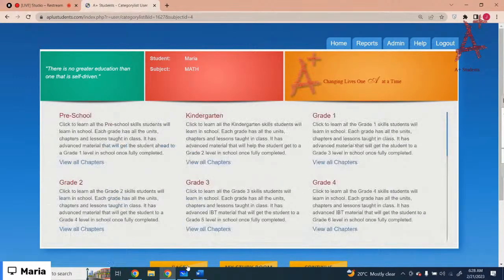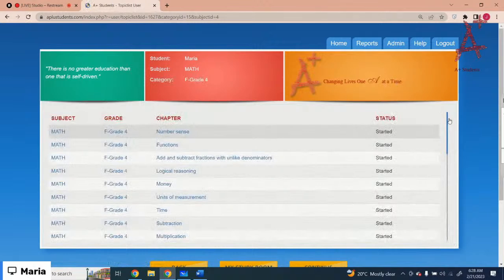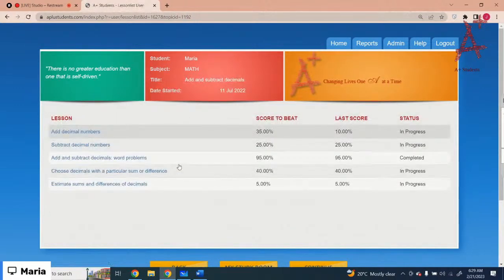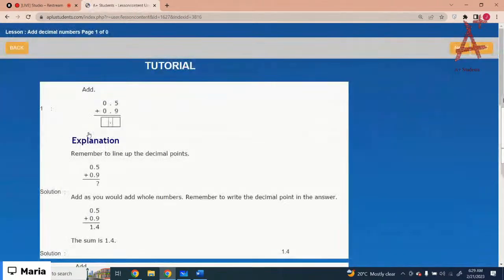Got it? Let's just start with the new chapter, that is add and subtract decimals, I think. Yes, add and subtract decimals. Let's just start with the first lesson, that is add decimal numbers. So we're going to learn how to add decimals.